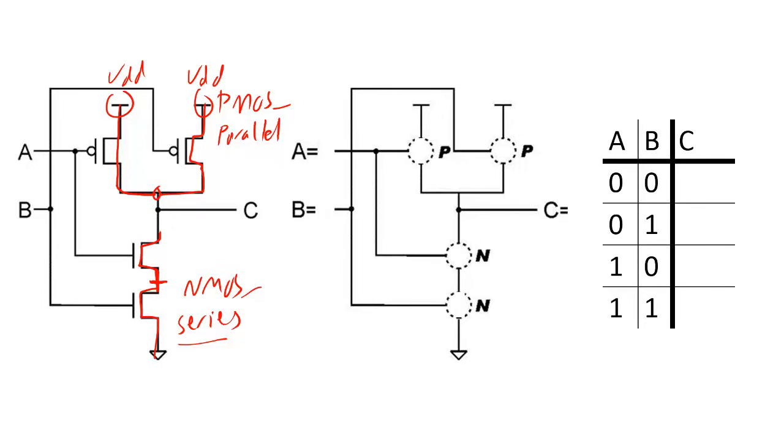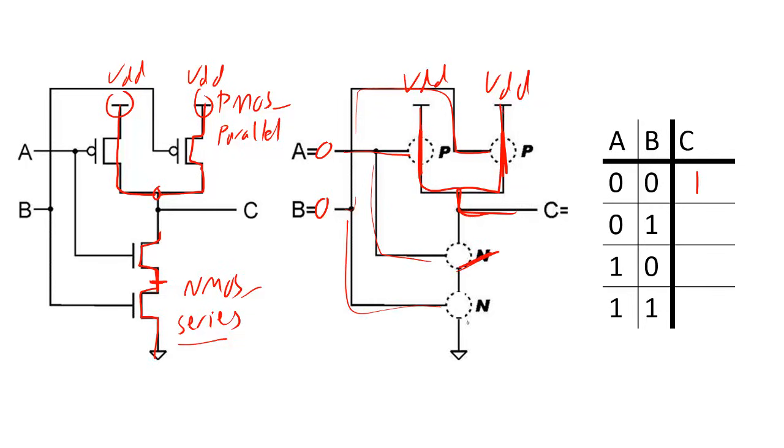Now let's look at what this circuit actually does. So let's input A is 0, B is 0. When A is 0, this PMOS is going to be a short, and when B is 0, this PMOS is going to be a short as well. And so both of these connect our output directly to VDD. So our output should be a 1. And down here, our A is connected to our NMOS, so that's going to become an open.